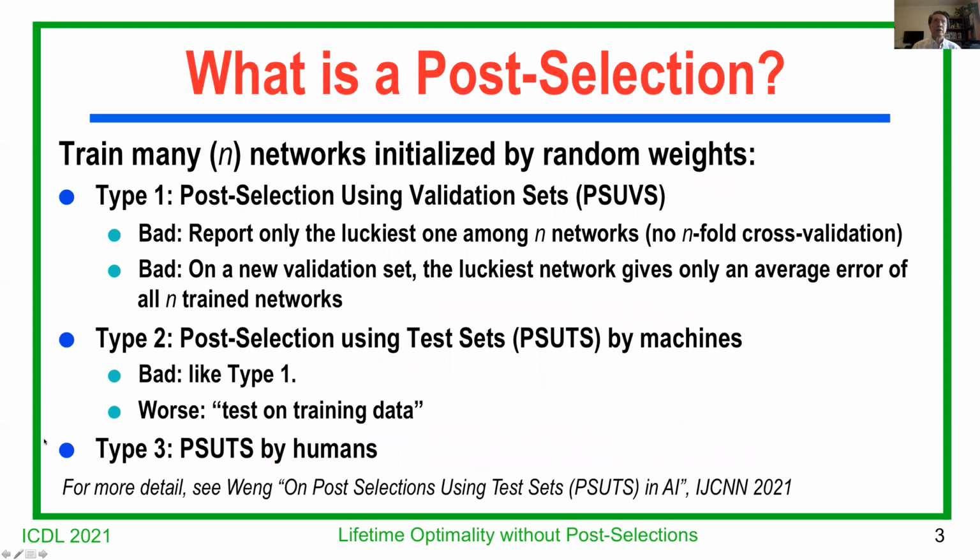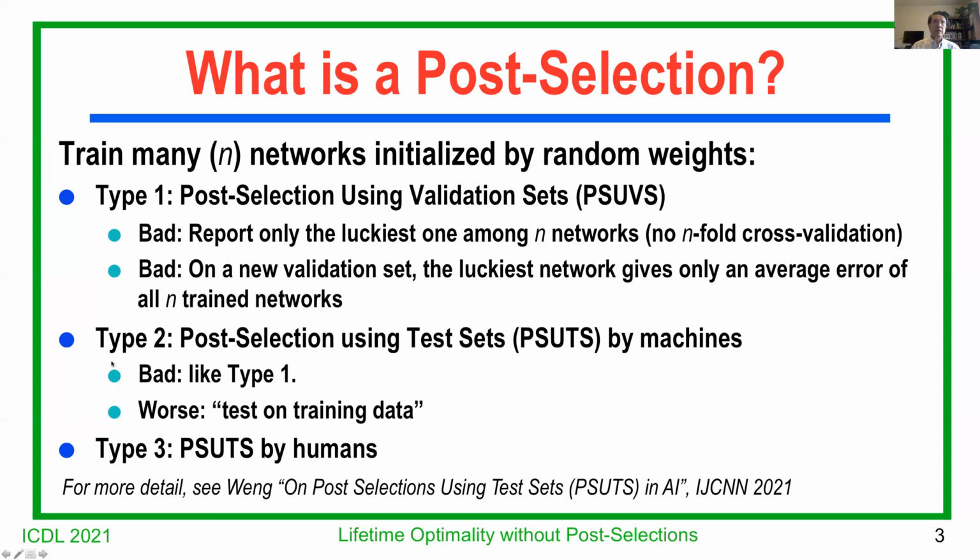What is post-selection? When you train N networks, where N could be large, initialized by random weights, there are three types. Type 1 uses validation sets, post-selection using validation sets, PSUVS. It is bad because it reports only the luckiest one among N networks without N-fold cross-validation. It is also bad because the luckiest network, reported on a new validation set, only gives the expected average error of all trained networks. The remaining N-1 networks were not reported.